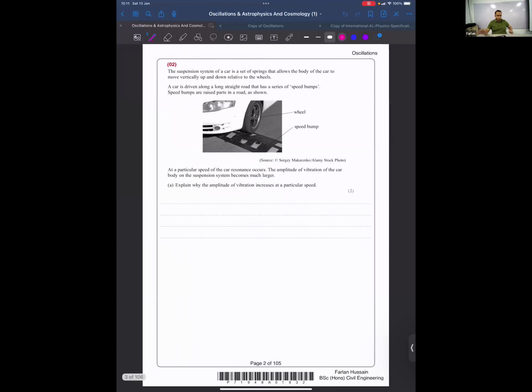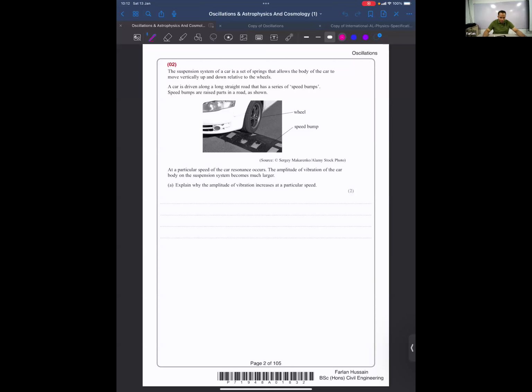Right, there's question 2. The suspension system of a car is a set of springs that allows the body of the car to move vertically up and down relative to the wheels. A car is driven along a long straight road that has a series of speed bumps. Speed bumps are raised parts in a road.